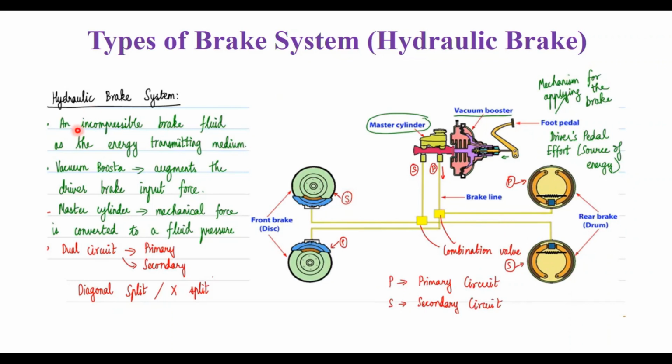Here they are going to use an incompressible brake fluid as the energy transmitting medium, and this vacuum booster is the one which augments the driver's brake input force. You have the master cylinder where the mechanical force is converted to fluid pressure, and you have a dual circuit, one primary circuit and another secondary circuit, and it is diagonally split because the primary and secondary circuits are diagonal. It is kind of an X split, or a diagonal split.